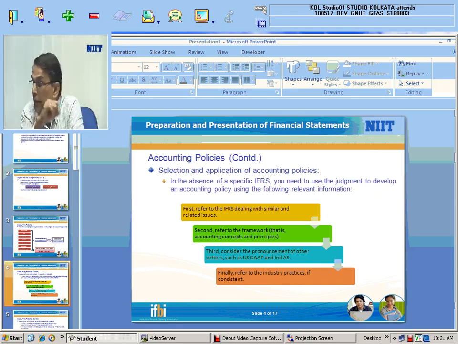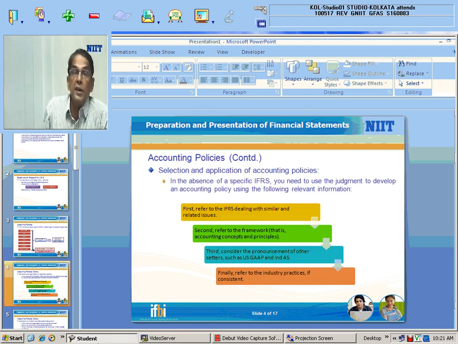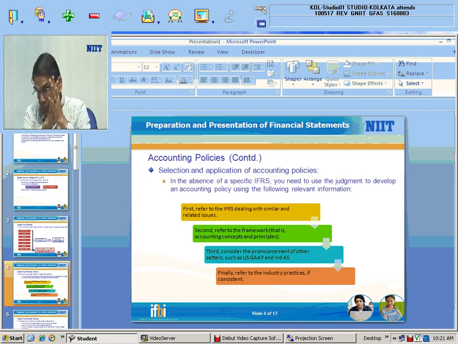First, they should refer to IFRS dealing with similar and related issues. Secondly, they can refer to the framework, that is accounting concepts and principles which are involved. Third, they can consider the pronouncements of other standard setters like US GAAP or Ind AS on that particular issue. And they can also refer to the industry practices, what the other entities in the same industry are doing consistently. You have to follow this order in selecting appropriate accounting policies.